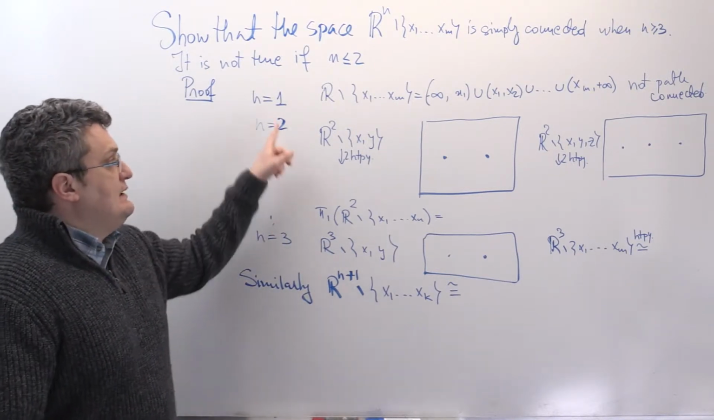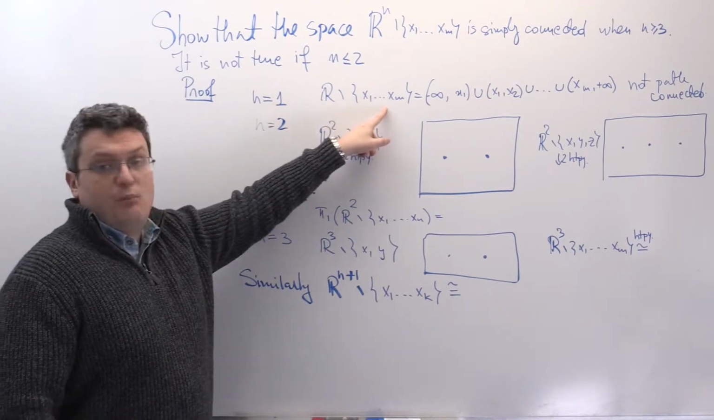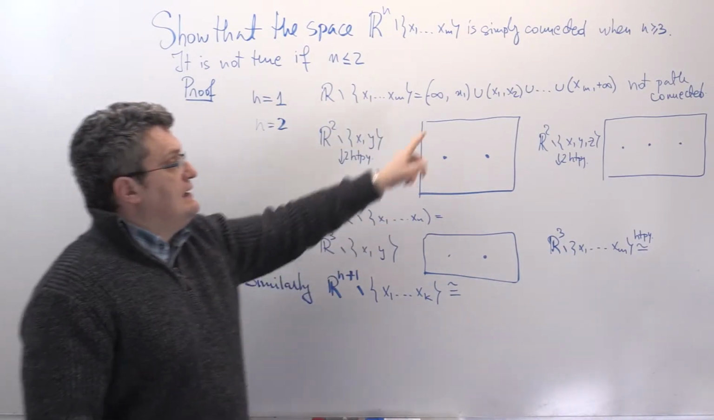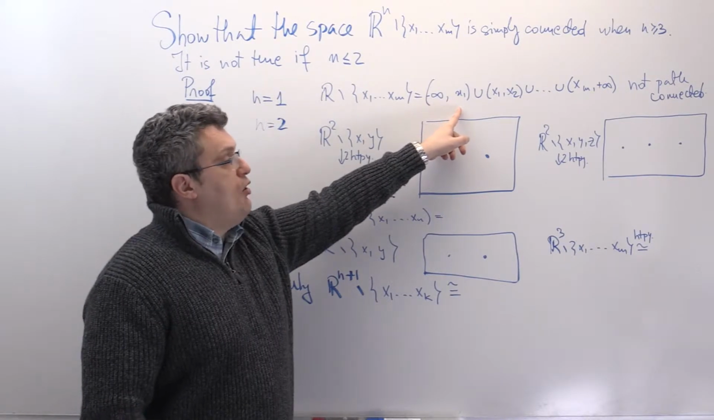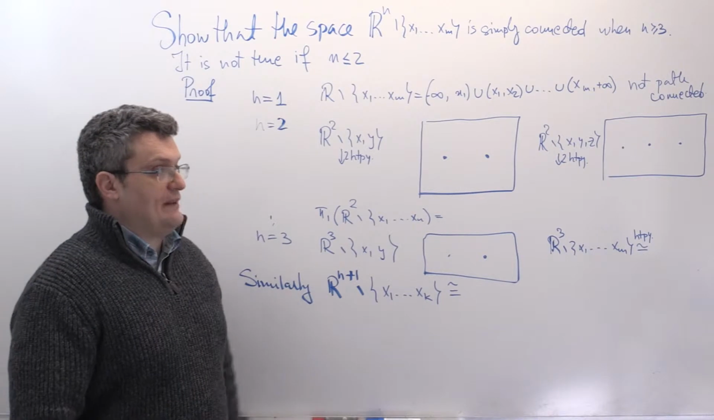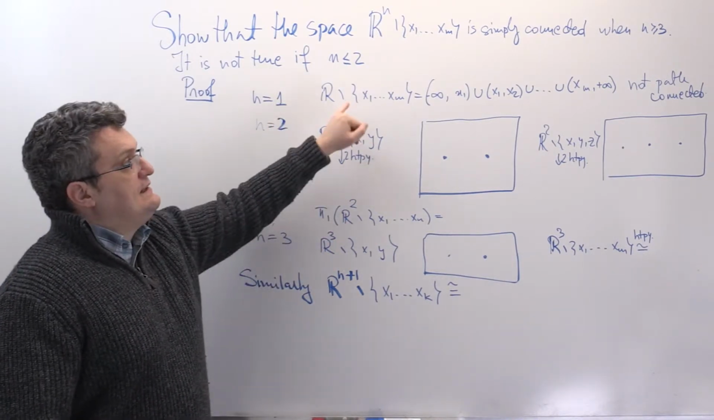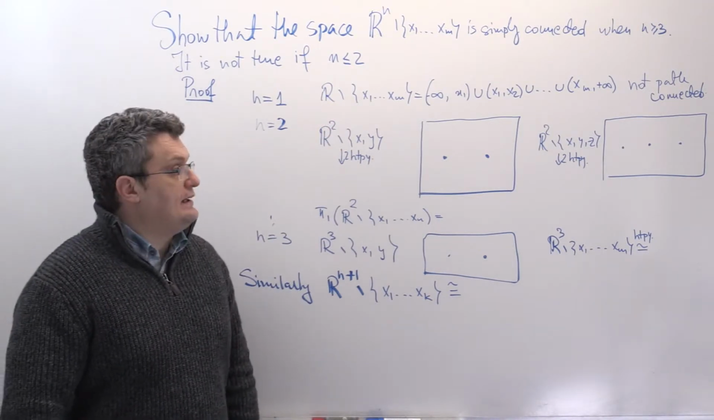So for example, if we look at n equal 1, R minus m points will be a collection of open intervals, which is not connected, clearly not path connected. So this means that in the case n equal 1, the space is not simply connected.